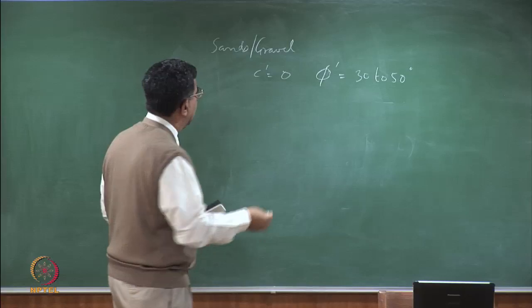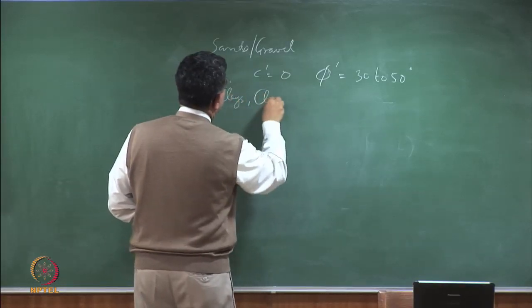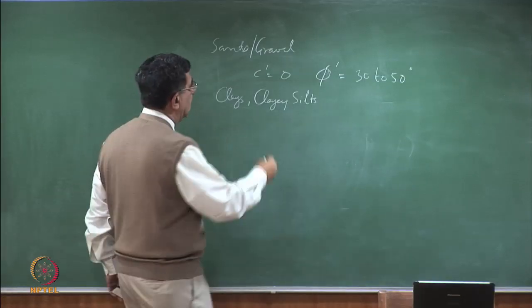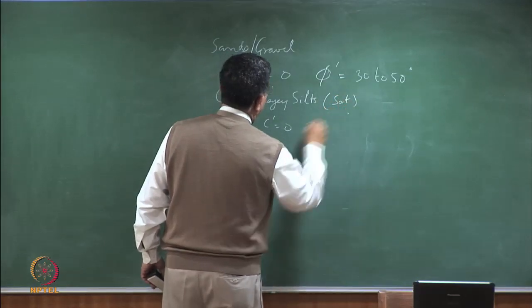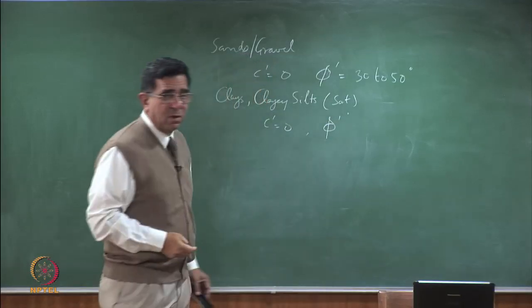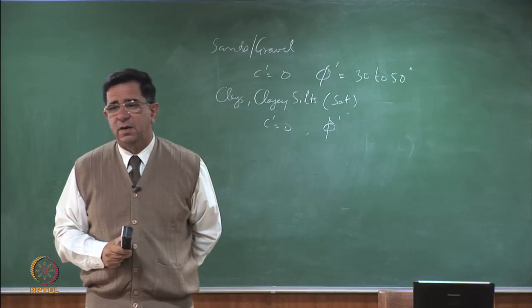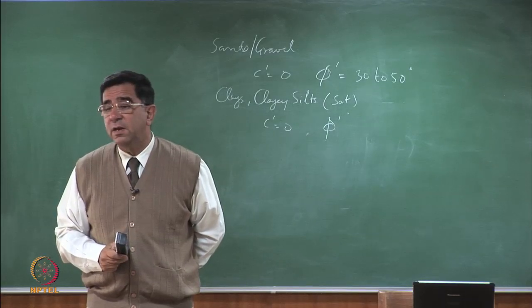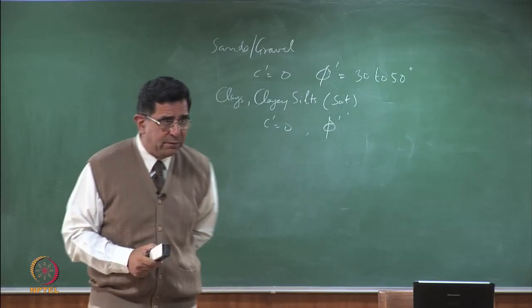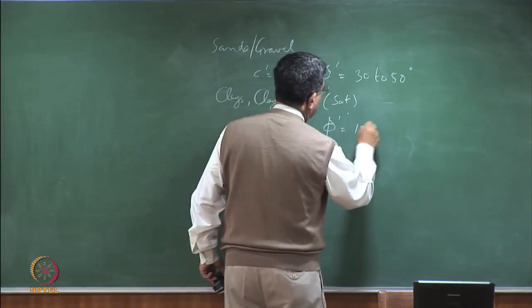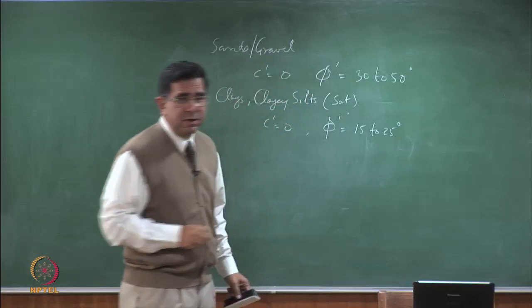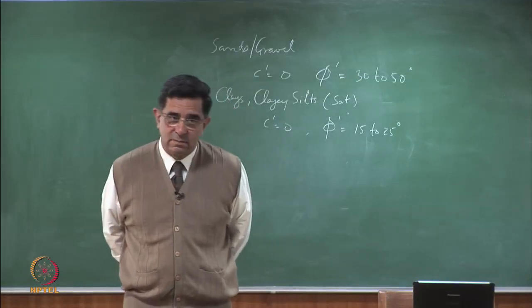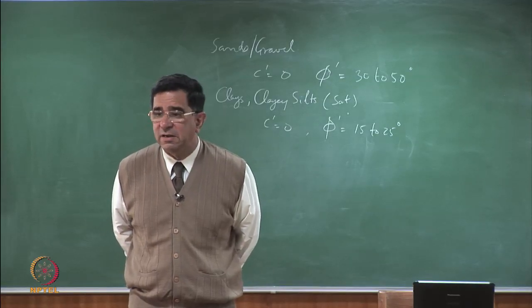Okay, then for clays, clay silts, we already said for saturated we are talking of c dash is 0. What about the phi dash? What kind of range of phi dash values do we come across in saturated clays? 15 to 25 degrees? Not bad. Can it be lower than 15 degrees? What if I have bentonite clay and I saturate it? Yeah, 12, 10, so even lower. For very highly plastic clays, this can be lower.